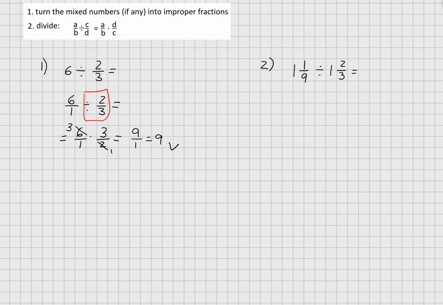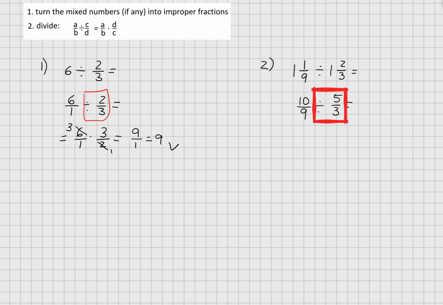The second one, turn the mixed numbers into improper fractions. 1 times 9, 9 plus 1, 10 over 9, divided by 1 times 3, 3 plus 2, 5 over 3, equals, again, we're going to look at the second part of our division.